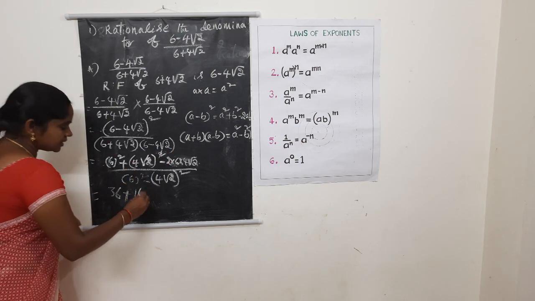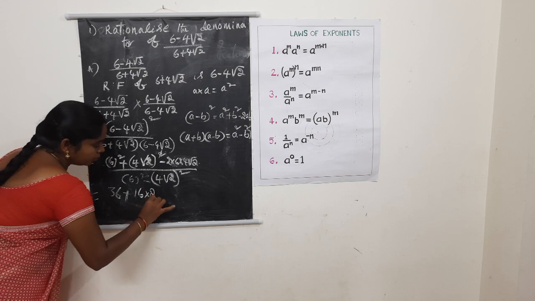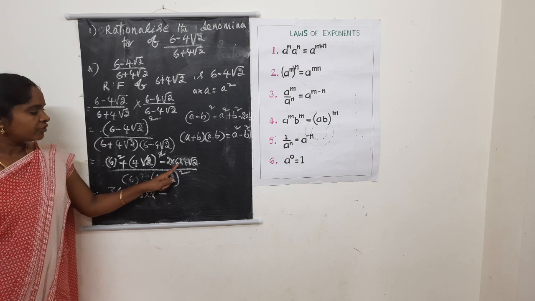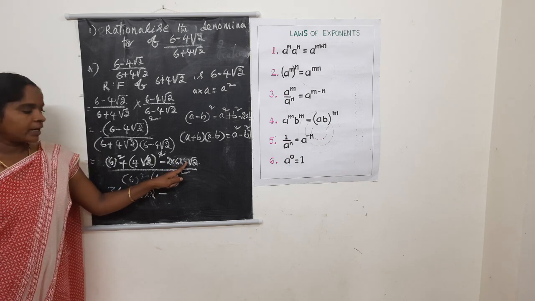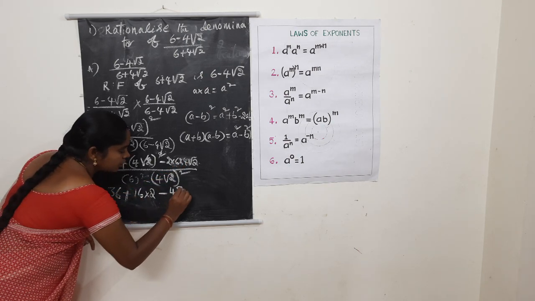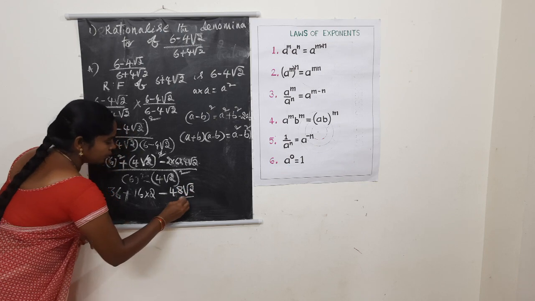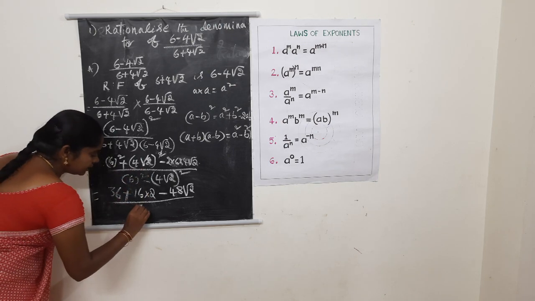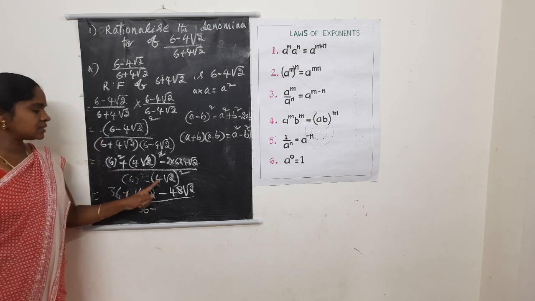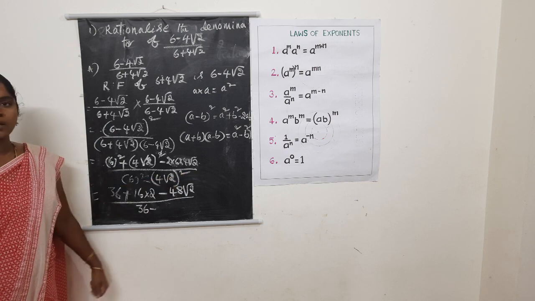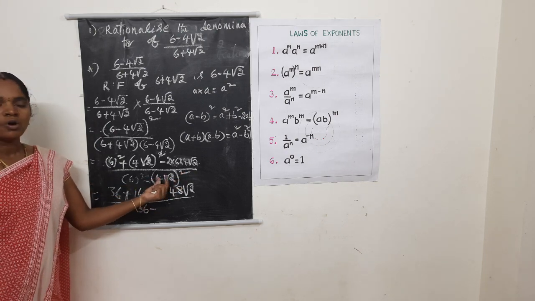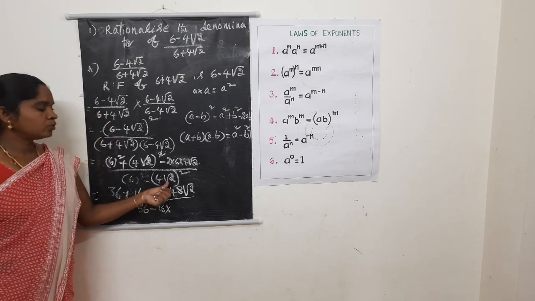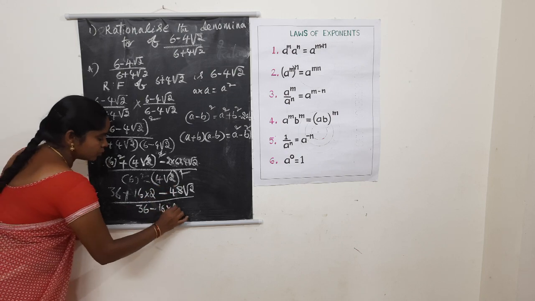Square and square root cancel, into 2. Minus, multiply these: 2 sixes are 12, 12 fours are 48. So 48 root 2, by 6 square means 6 sixes are 36, minus 4 root 2 whole square. This square belongs to both. 4 square means 16 into 2. Square and square root cancel 2.